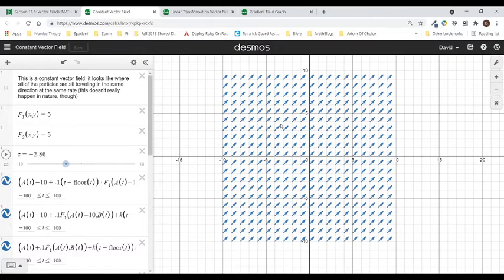All the particles, like in a river from above, all seem to be going in the same direction at exactly the same rate. Real flows don't look like this, but I think this is the first easiest example to think about a vector field. It's a plane full of arrows. These are all way too the same, right?